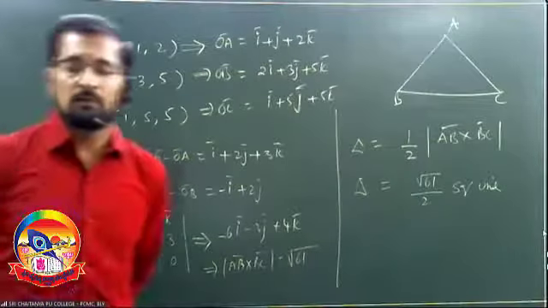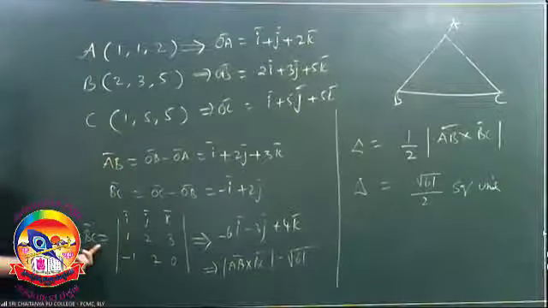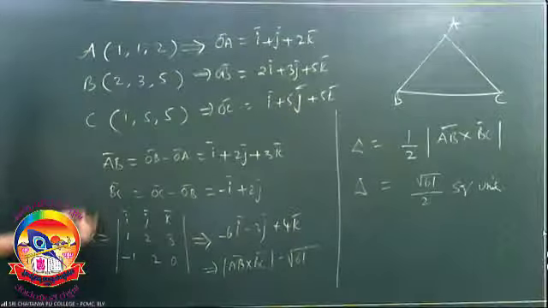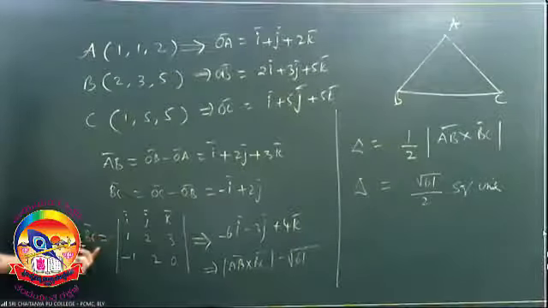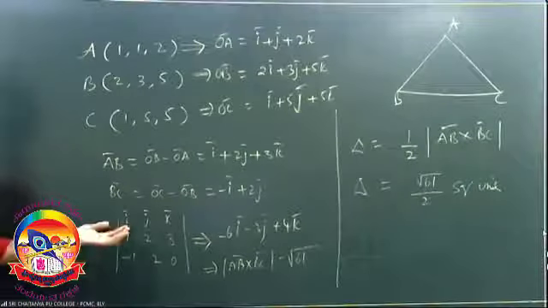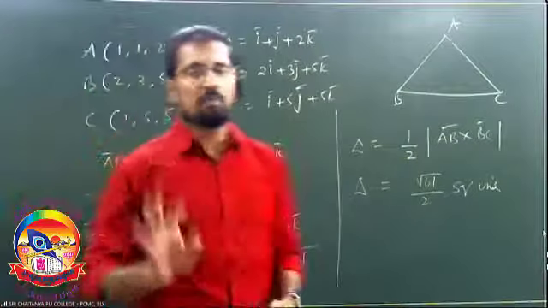How to find out AB bar cross BC bar? Like this. First of all, you should find out AB bar. After that, BC bar. Now, AB bar cross BC bar. You consider this one as A bar and this is B bar. How to find out A cross B? Determinant of it. I hope you understood.